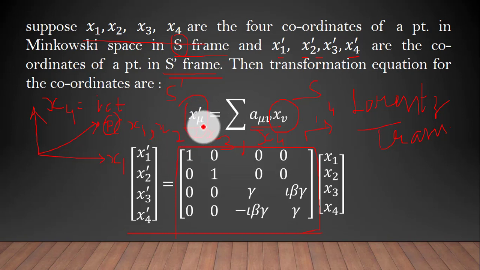If we want to calculate the value of x1 prime, it will be equal to the summation over 1 to 4, and a mu nu is the same matrix. So you apply this matrix here and you will get the value of the x1 prime coordinate. In a similar manner, you multiply it with the same coordinates. Nu is going to take values from 1 to 4, mu is going to vary, and you apply this matrix over here. So you can calculate the value of each coordinate by using this equation.